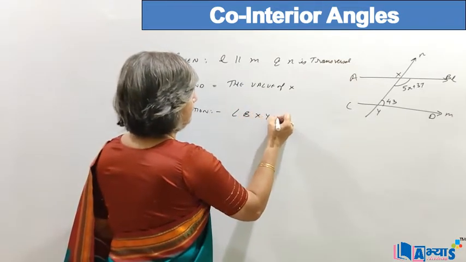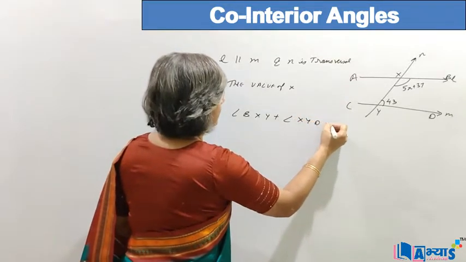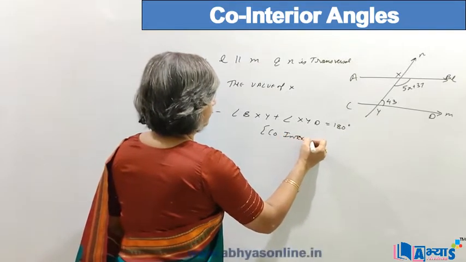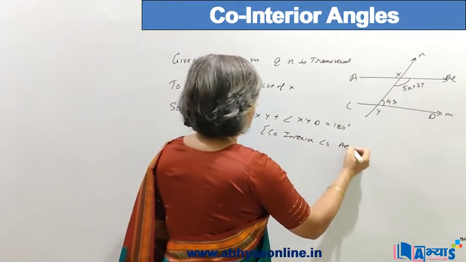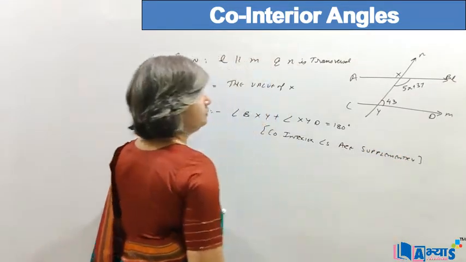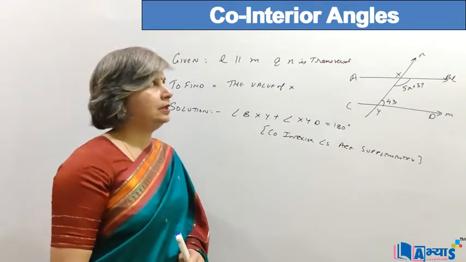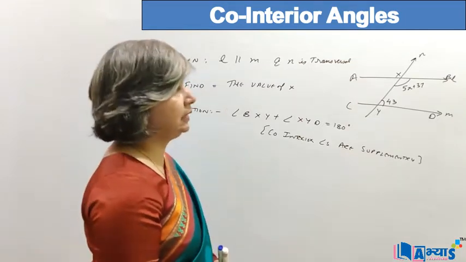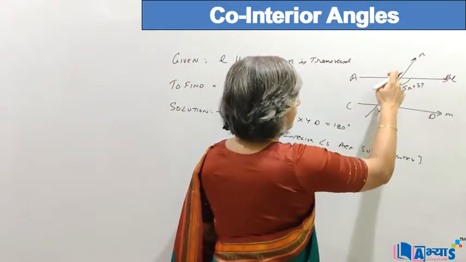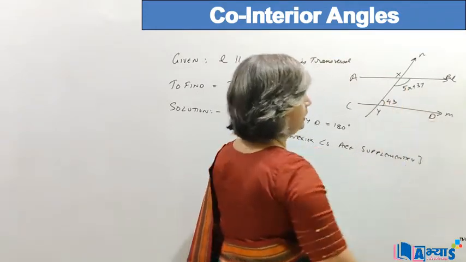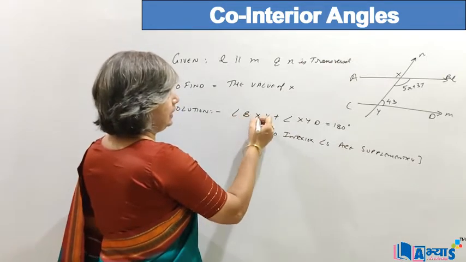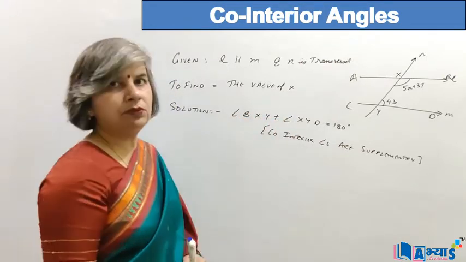So angle BXY plus angle XYD is equal to 180 degrees, because co-interior angles are supplementary. Because we know that AB is parallel to CD and N is the transversal which is intersecting AB at X and CD at Y. So angle BXY and angle XYD are co-interior angles, and as they are supplementary, we can say that angle BXY plus angle XYD is equal to 180 degrees.